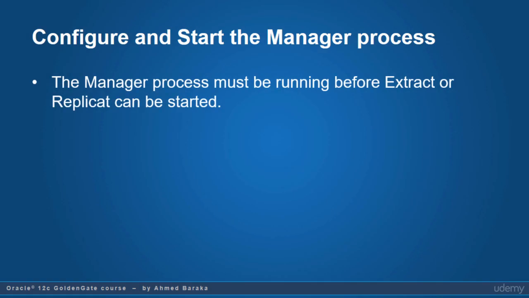Before you start extract or replicate process, the manager process must be up and running. For this reason, we start the manager process at this stage. First, you have to create a parameter file for the manager process.